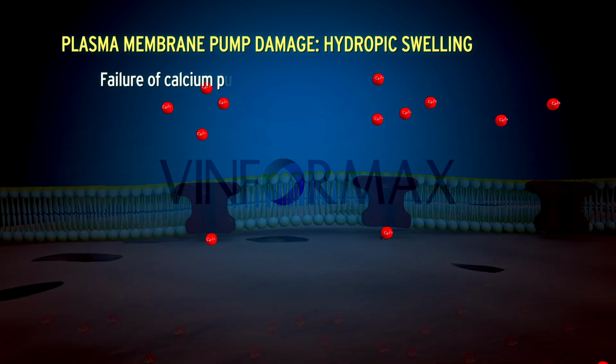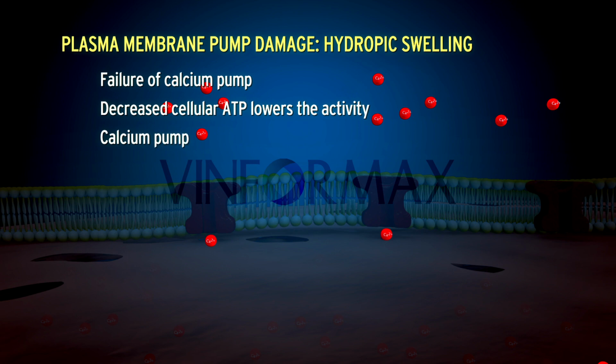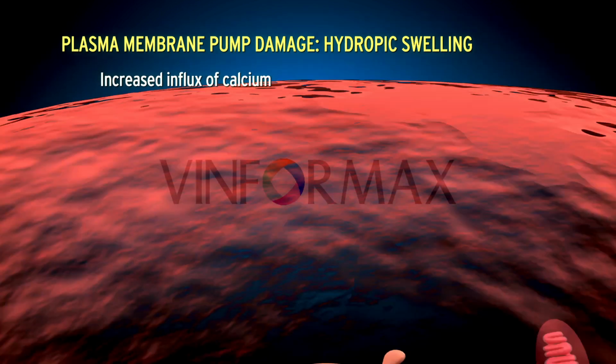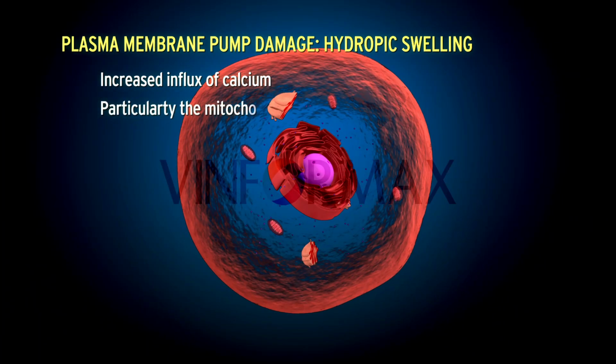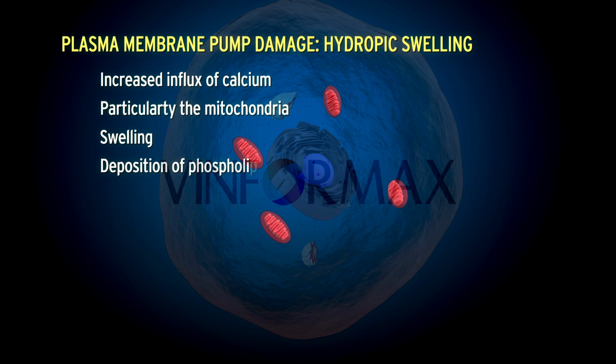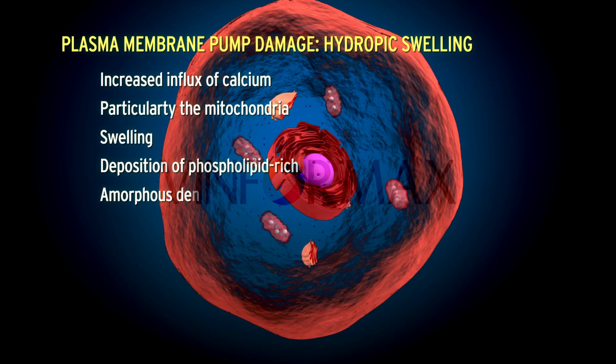Failure of calcium pump. Decreased cellular ATP lowers the activity of calcium pump, resulting in increased influx of calcium into the cells, particularly the mitochondria, causing its swelling and deposition of phospholipid-rich amorphous densities.